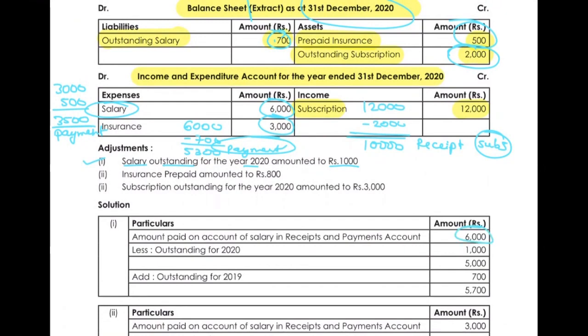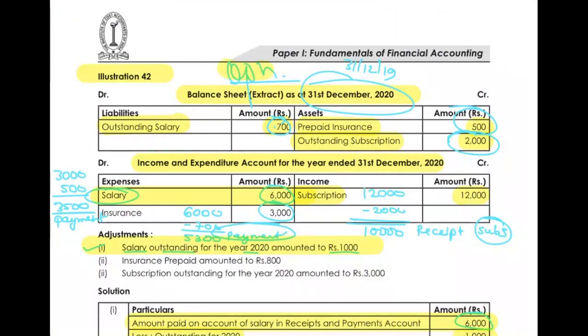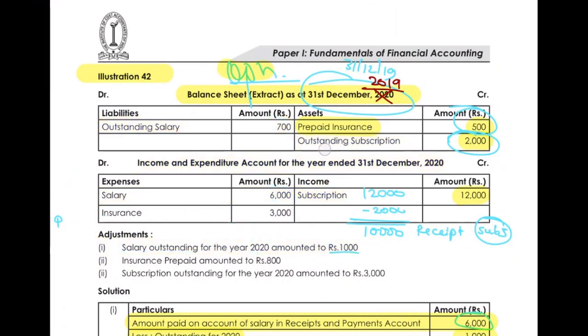See, 6,000 is the starting point for what? For the salary that is paid as per the receipt and payment account. Outstanding for 2020 is taken from here. So again, yes, I was right. This is the opening balance sheet. The date here is incorrect. Please correct the date. This date is not 2020. This date is 2019. This is the opening balance sheet. So whatever we have discussed till now, that is not correct right now.